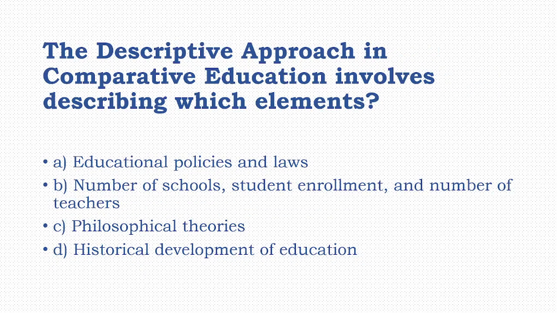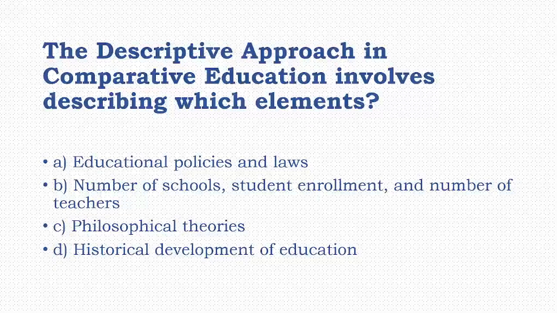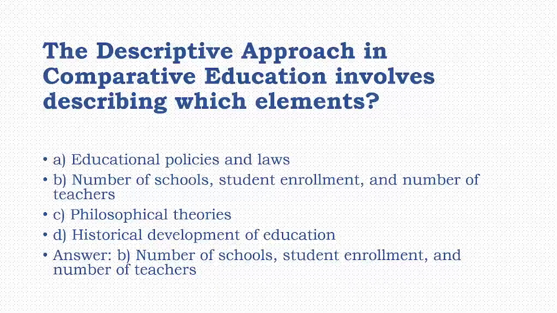Next, the descriptive approach in comparative education involves describing which elements? Options: educational policies and laws; number of schools, student enrollment, and number of teachers; philosophical theories; historical development of education. Answer of this question is option B, that is number of schools, student enrollment, and number of teachers.